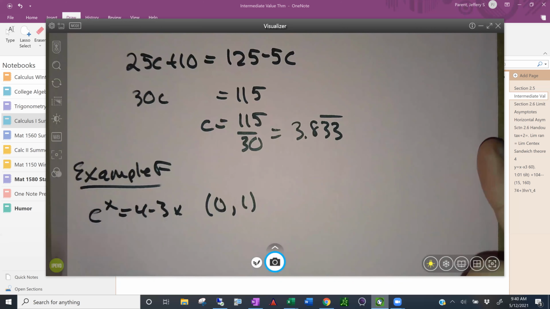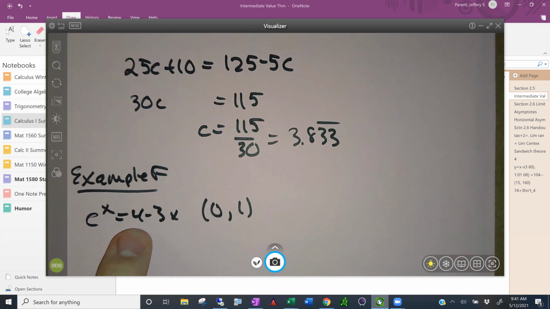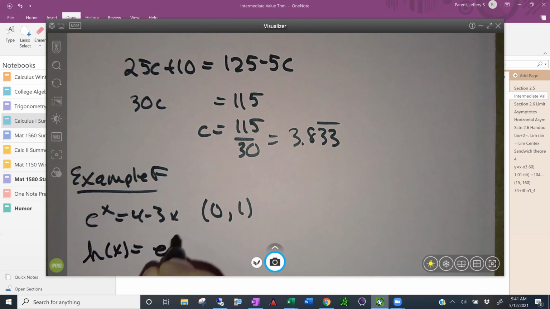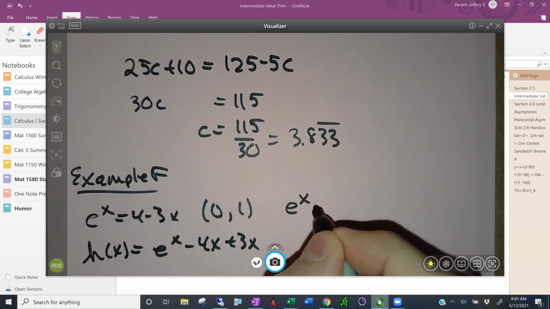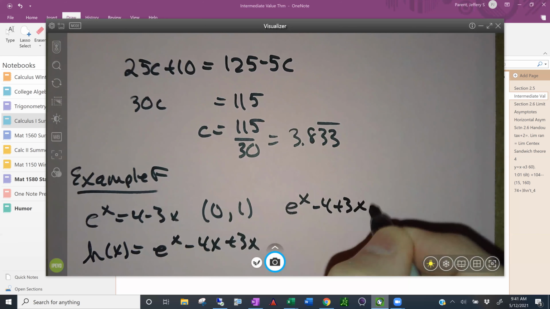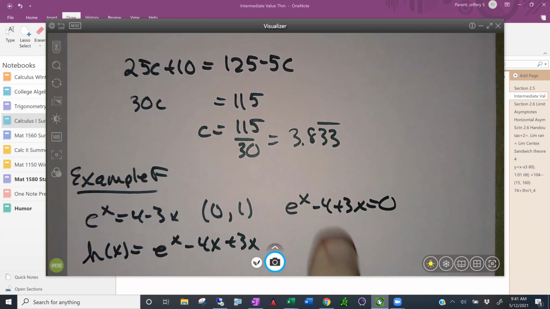Now, I'm going to rearrange this equation a little bit and create a new function. I'm going to move everything to the left-hand side. So we'll call it, say, h of x is e to the x minus 4 plus 3x. So I'm moving everything over to the left-hand side. If I did that here with the actual equation, it'd be e to the x minus 4 plus 3x equals 0. And I'm just taking this part and creating a new function called h of x.